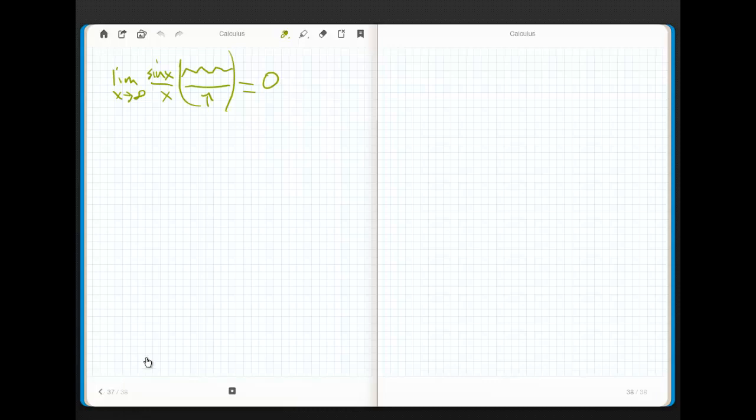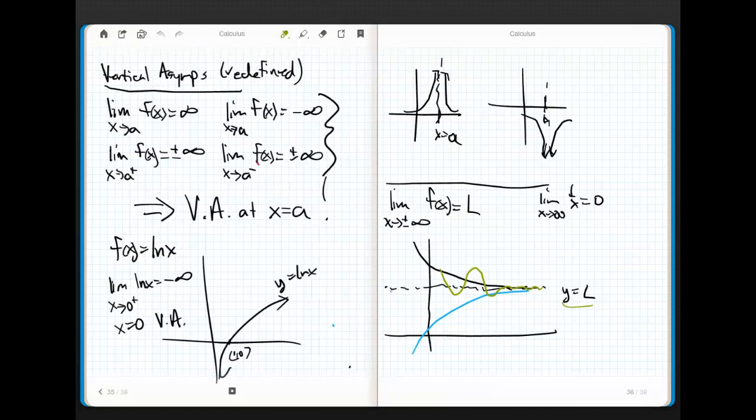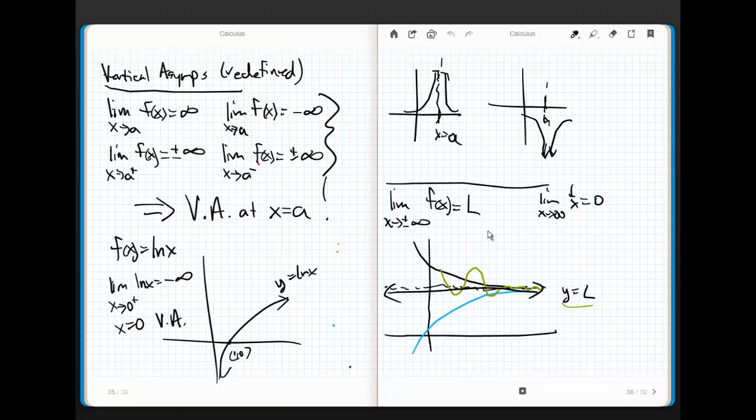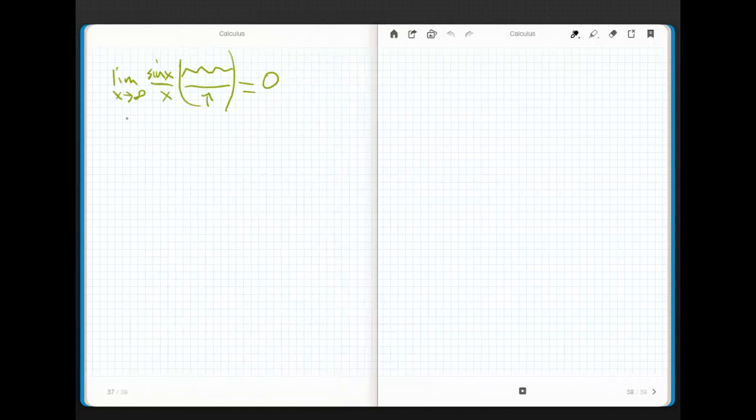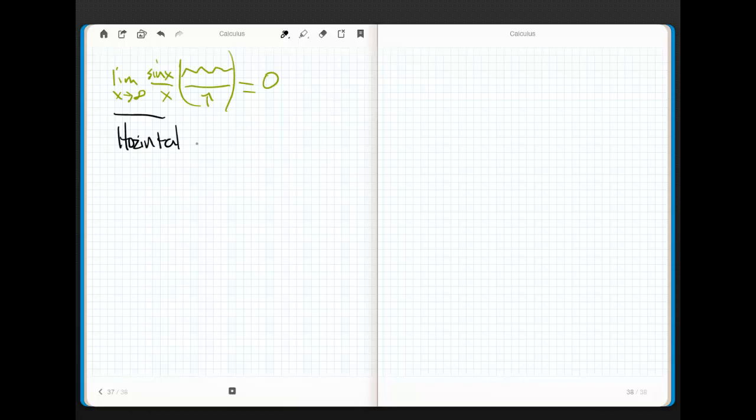Now, let's go back to this. What does this line right here look like? Well, guess what? It's a horizontal asymptote. We now have a limit way of talking about horizontal asymptotes. So let's write those up. So think about it. We just defined vertical asymptotes using limits, and now we have this wonderful way of defining horizontal asymptotes.